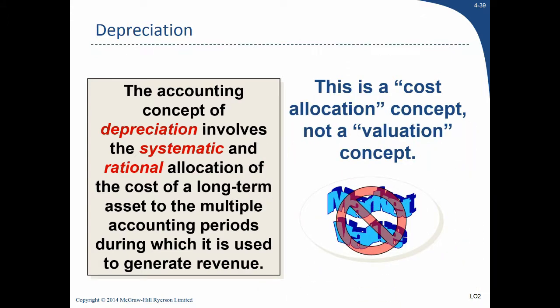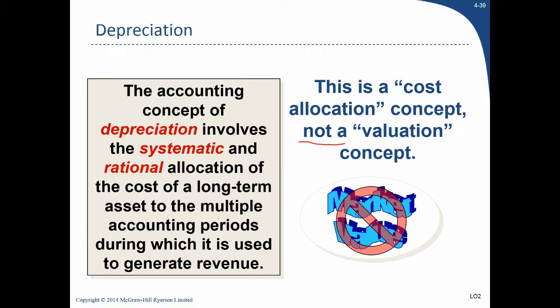Okay, so here's an interesting nuance about depreciation. Depreciation is not meant to say this is the value of the equipment. It is a cost allocation concept, not a valuation concept. What does that mean? So in the beginning, we saw that we had equipment with cost of $4,800 and accumulated depreciation of $1,400. That means the net book value was $3,400.